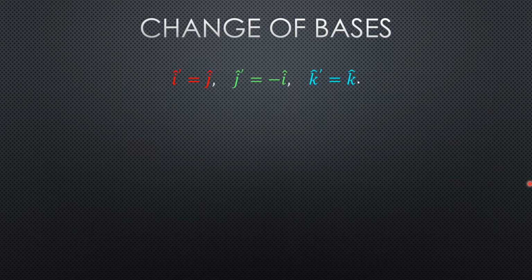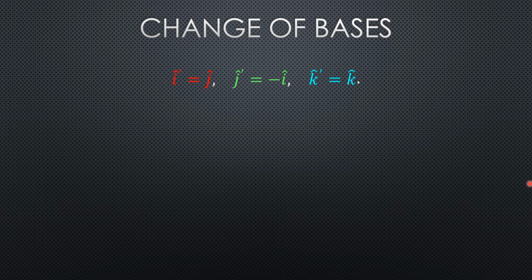Okay, but in this problem, we're told about a change of bases, and this is where the column versus row thing needs to be put into a new perspective. Because we're told that our new i-hat primes are the j-hats, and our new j-hat primes are negative i-hats, and of course k-hats on top of the old k-hat.